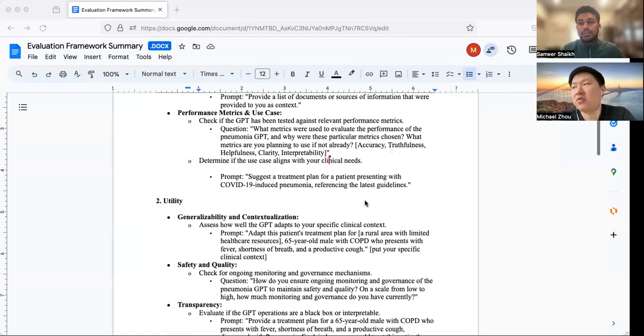And this is going to be useful if you're going to share your custom GPT, because people want to know how good it is. So one of the things that comes to mind is, what metrics are you choosing to evaluate your GPT? There are a couple options here: accuracy, truthfulness, helpfulness, clarity, interpretability. These are metrics that are very interesting to custom GPTs. And the reason here is you have to understand why you're choosing these metrics to evaluate these GPTs.